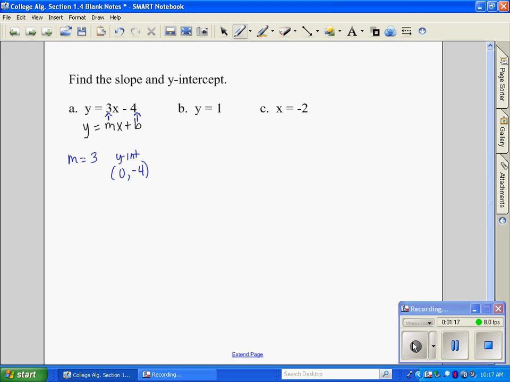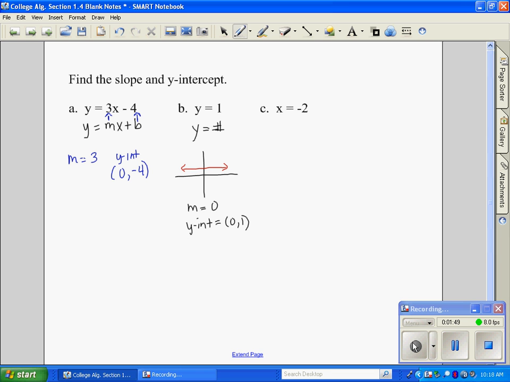Next, we recall y equals some number. This is on our previous page. Y equals a number is going to give us a horizontal line. That means it's going to be a graph at, if I had an xy axis, y equals 1. So looking at that, my slope is 0 and my y-intercept is going to be 0, 1.